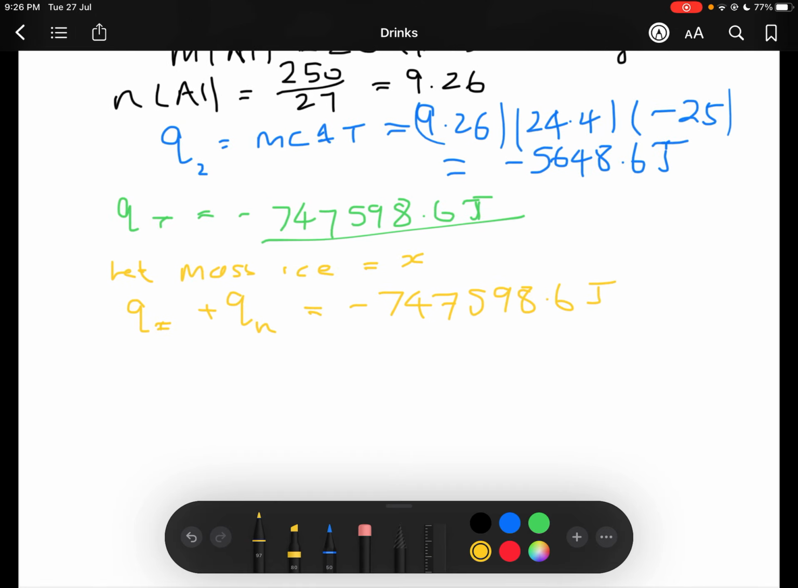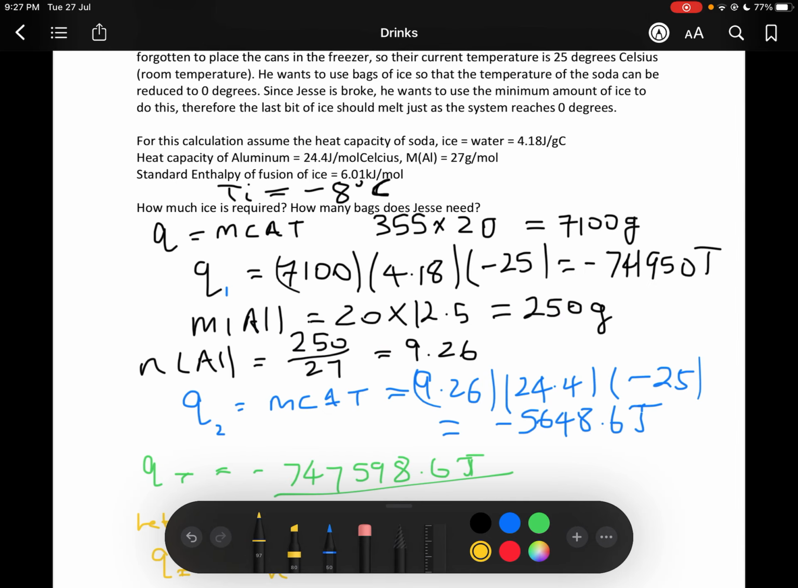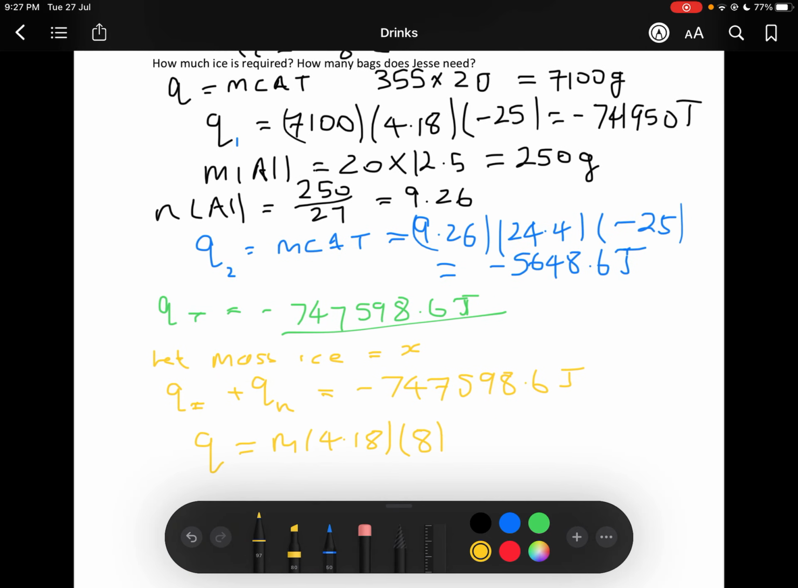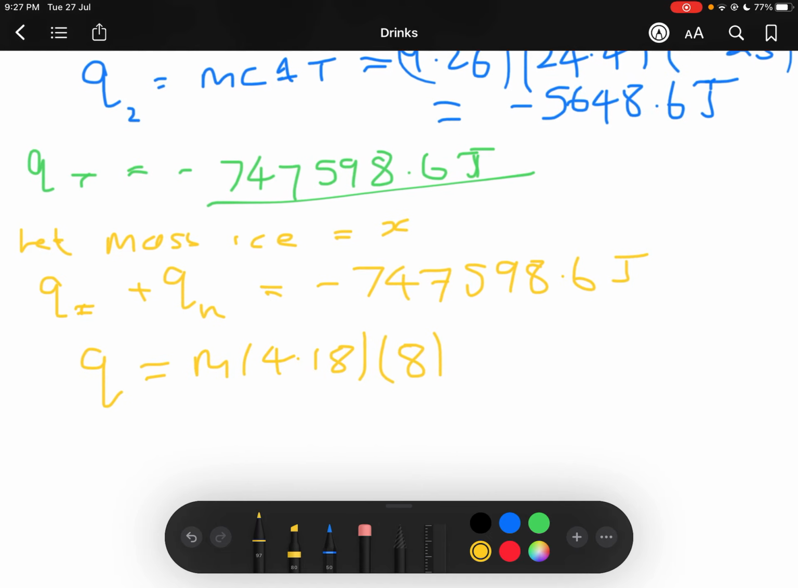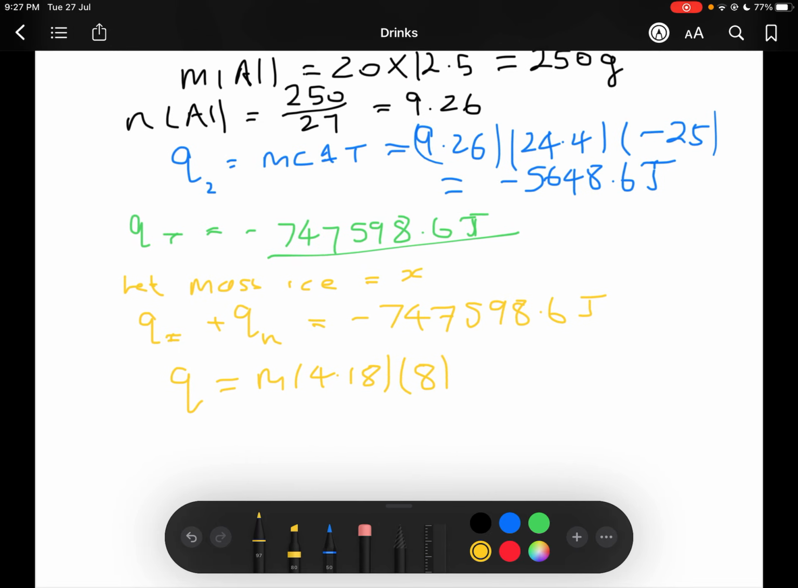All right, so looking at the amount of energy required to increase the temperature of ice, we can say that Q equals mc delta T. So Q equals mass, which we don't know, times C, which is 4.18, multiplied by the increase in temperature, which is 8. Because our initial temperature of the ice is -8, the change in temperature is positive, okay? All right, so that's our QI.